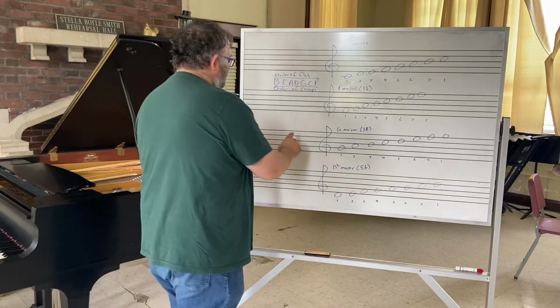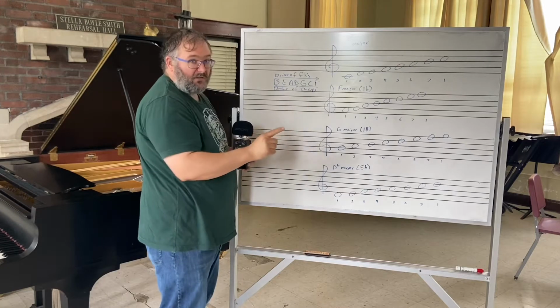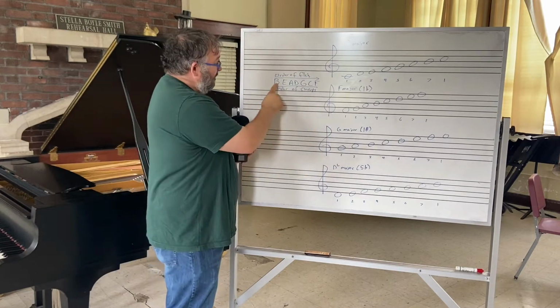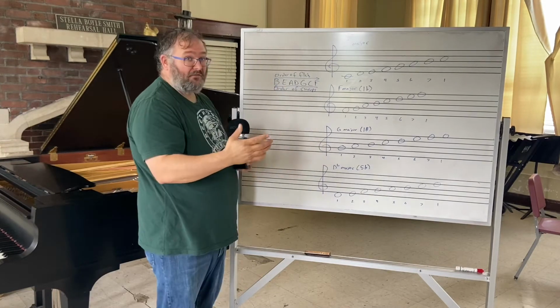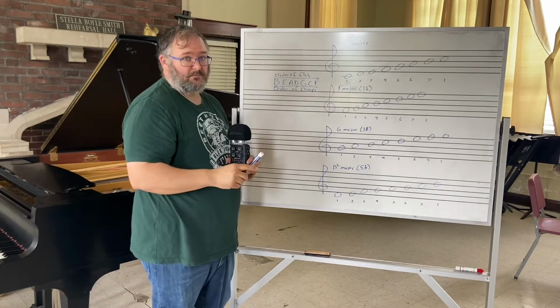So let's talk about this real quickly. The order of flats, what we're talking about is if you have 1 flat, it's a B. If you have 2 flats, you have B flat and E flat. If you have 5 flats, you have B flat, E flat, A flat, D flat, and G flat, right?